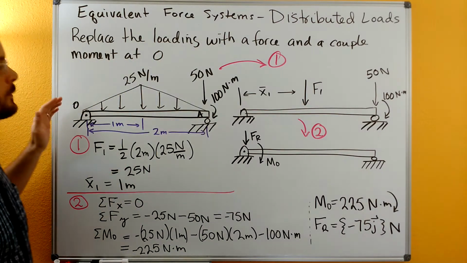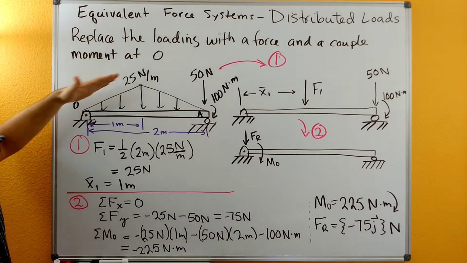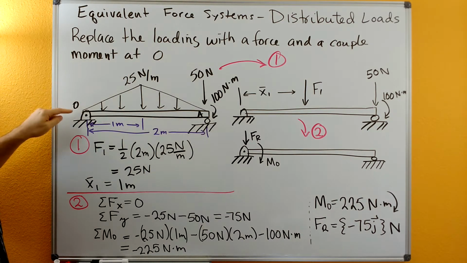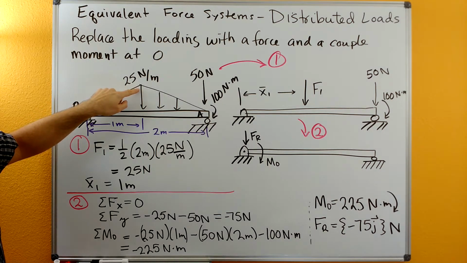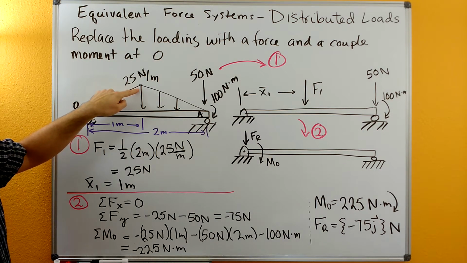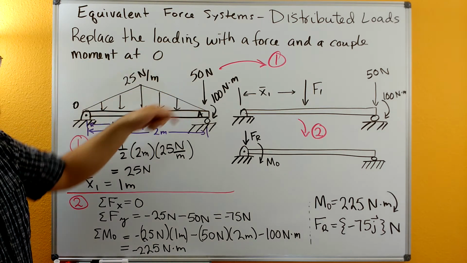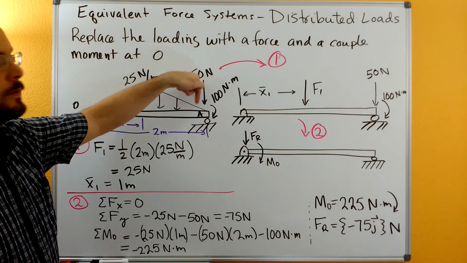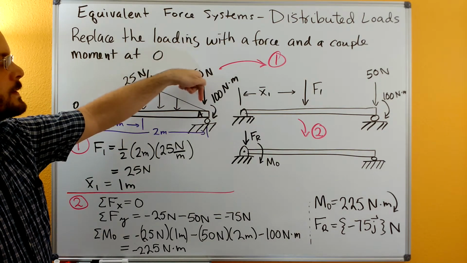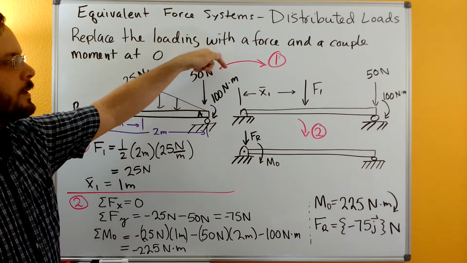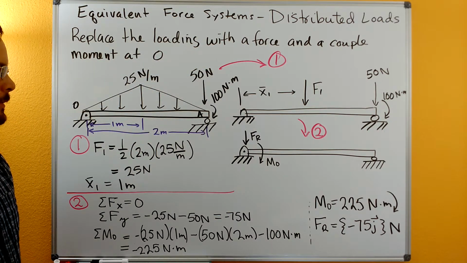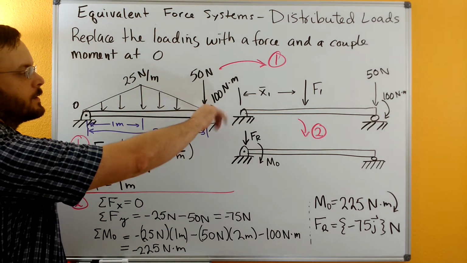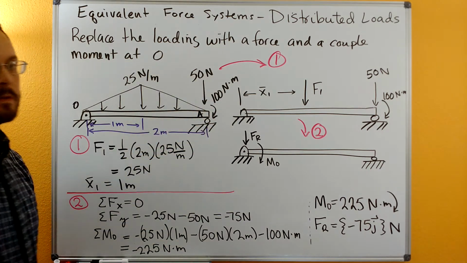So for this problem, we have a distributed load here that's a triangular shaped distributed load. Over at point O at 0, it hits a maximum of 25 Newton per meter in the middle of this 2-meter beam, and then it goes back to 0 over here. In addition, we have a 50 Newton load that's acting on this end at A, and then we have a 100 Newton meter couple moment that's acting clockwise or negative at this end at A.